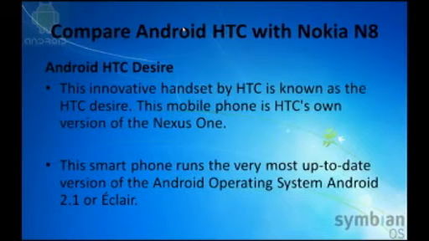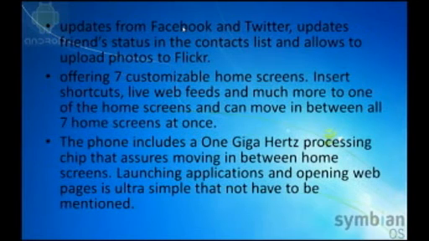Android HTC smartphone runs the most up-to-date version of the Android operating system, Android 2.1 or Eclair. In addition to the updated operating system, the Desire, which was earlier known as the HTC Bravo, will possess HTC's very own Sense user interface that pulls in updates from Facebook and Twitter, updates friends' status in the contacts list, and allows you to upload photos to Flickr while offering 7 customizable home screens. Insert shortcuts, live web feeds and much more to one of the home screens, and it can be moved in between all 7 home screens at once.